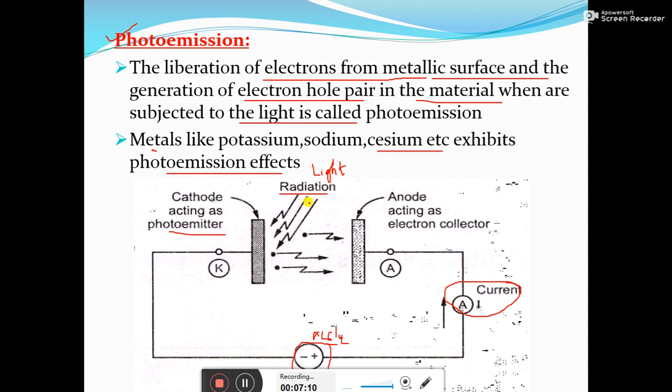Here, remember, there should be a certain condition. Not all light rays emit electrons. I expect some minimal energy to be in the light rays so that the electrons will be emitted. That condition says that the energy of the incident light particle should be greater than or equal to the work function of the metal.